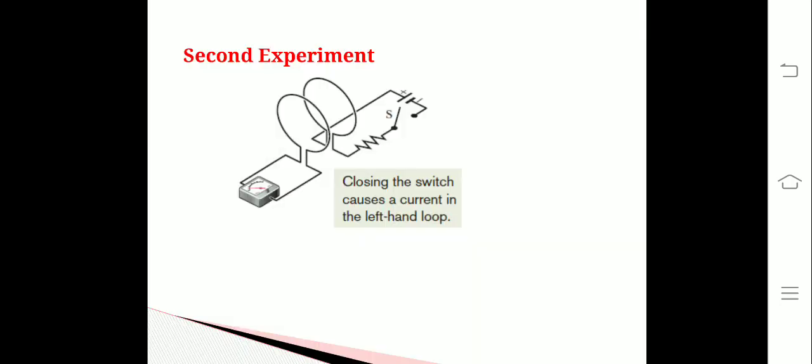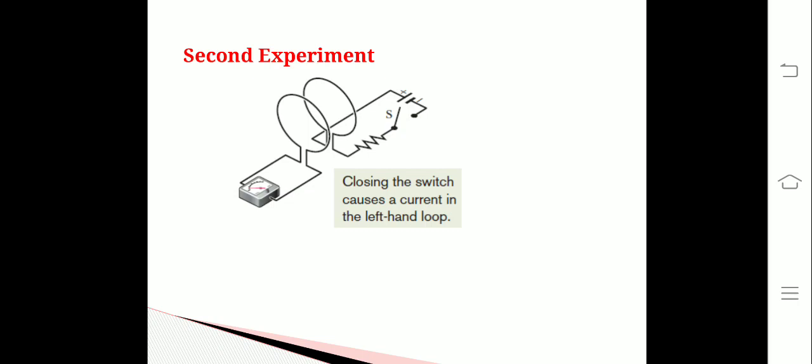Second experiment. For this experiment, we use two conducting loops close to each other but not touching. If we switch on, that is, turn on a current in the right-hand loop, the ammeter suddenly and briefly registers a current. It is an induced current in the left-hand loop.